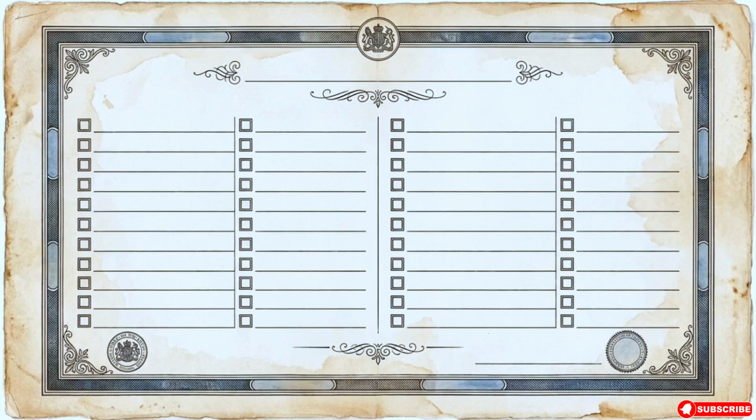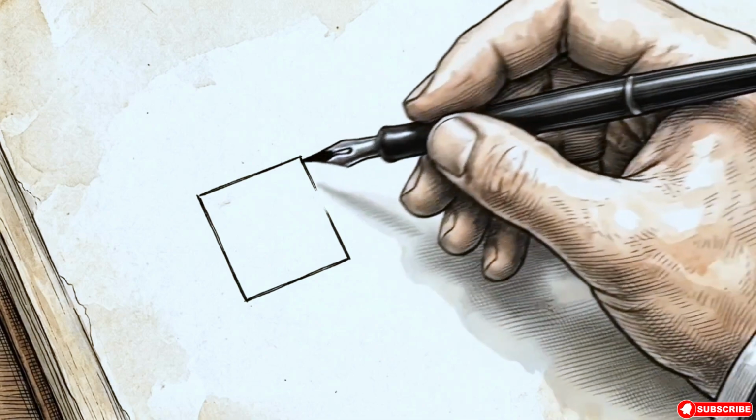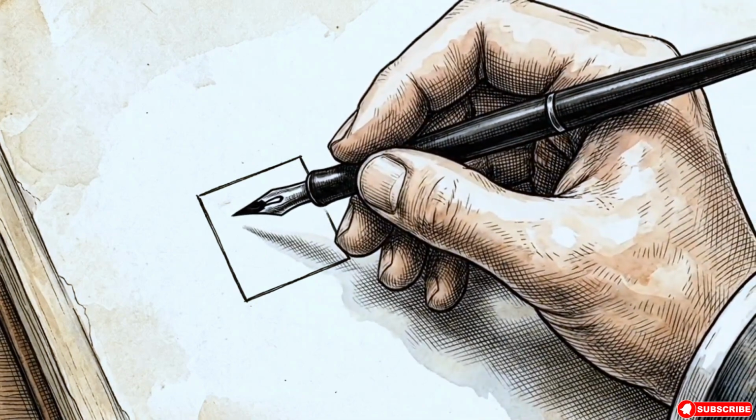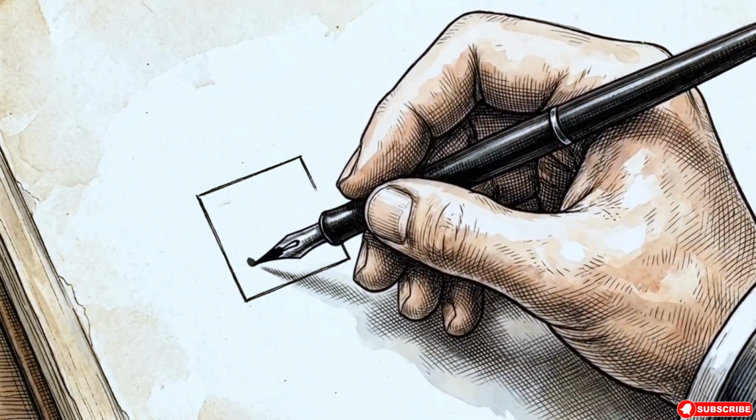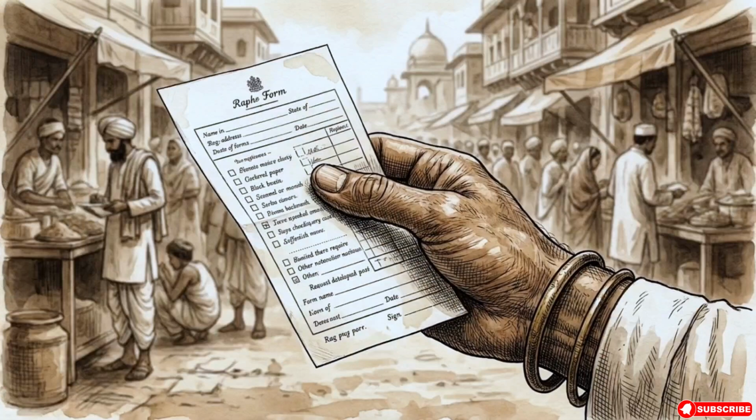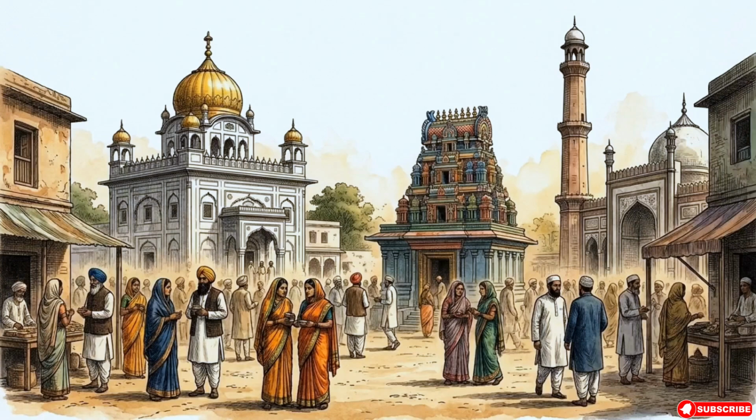When you fill out a government form today, you eventually hit the demographic section. You find the question about your religion, you find the single box that best applies to you, and you check it. But if you tried to hand one of these forms to a person in 19th century Punjab, they wouldn't know what to do with it. In this society, clear-cut religious borders didn't exist.